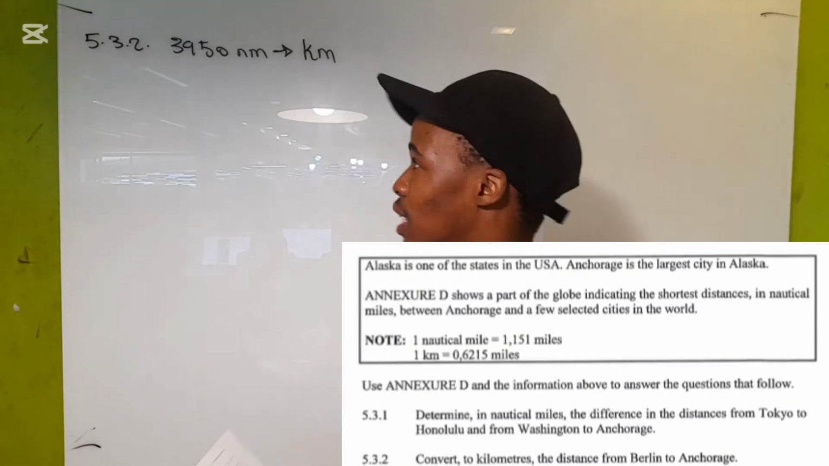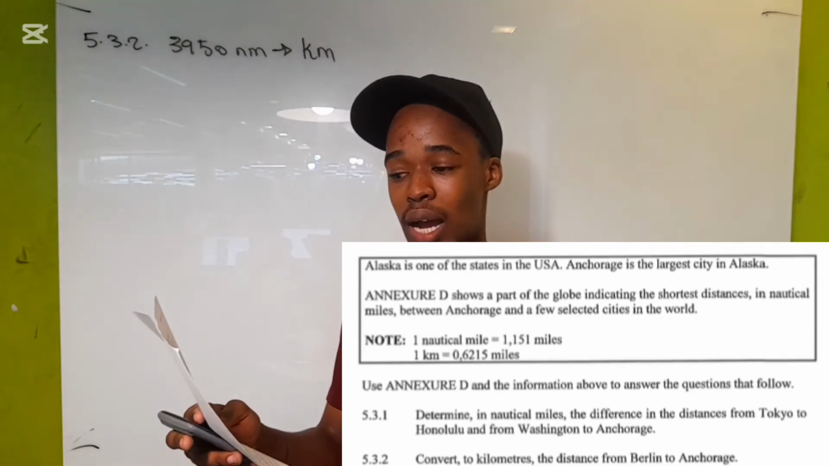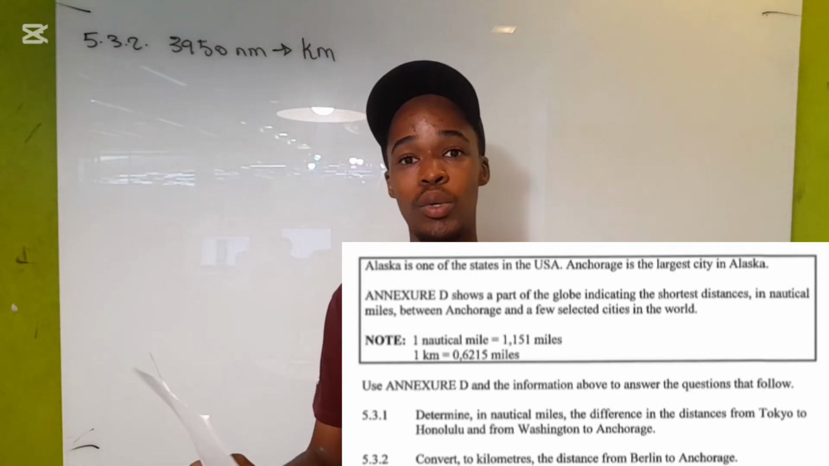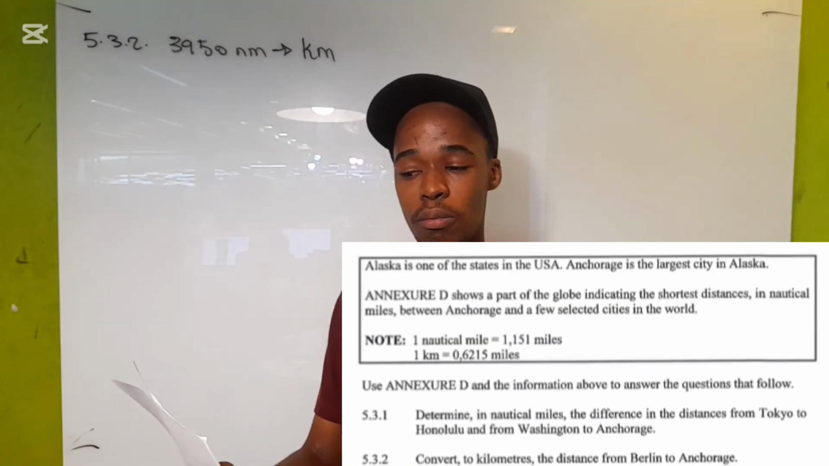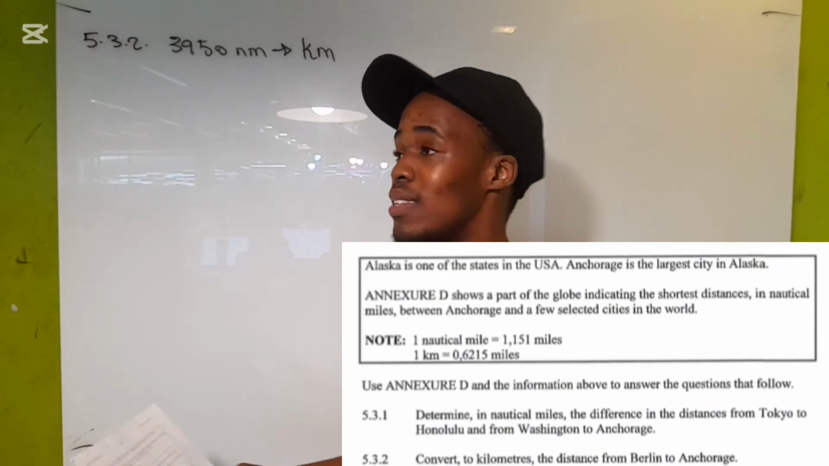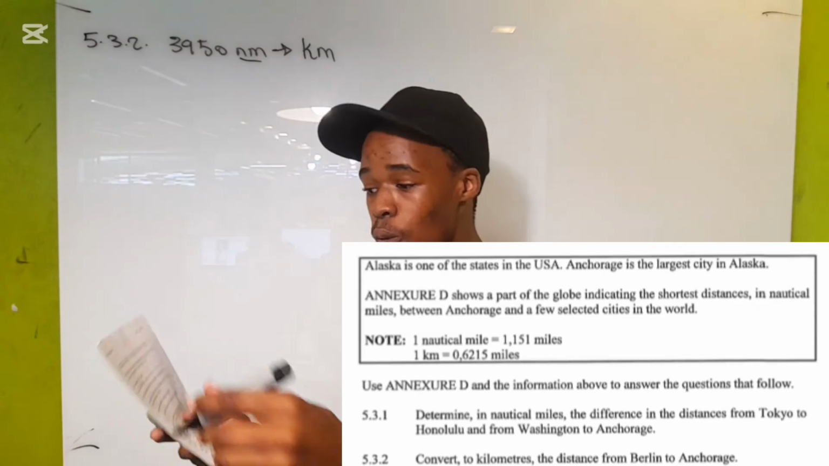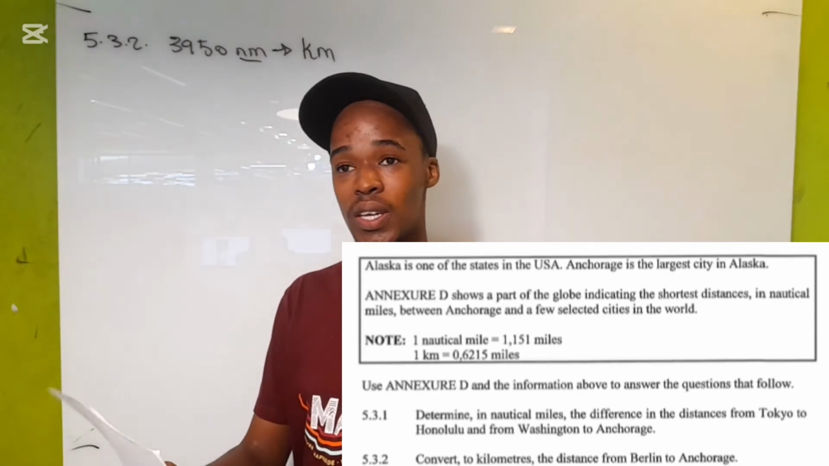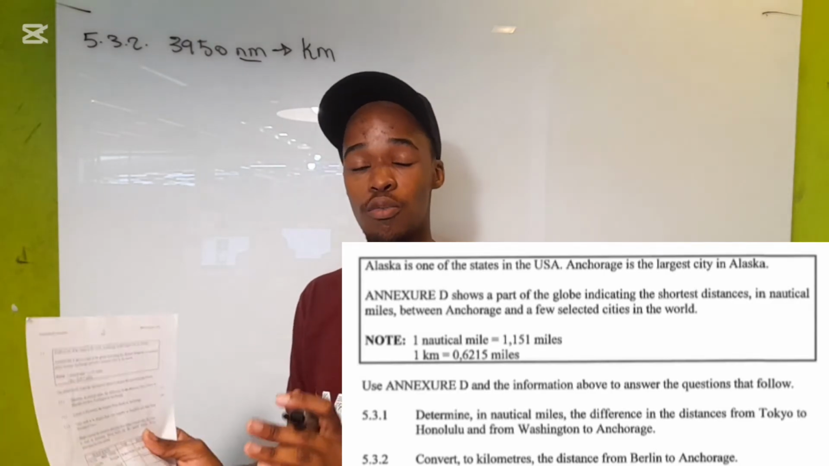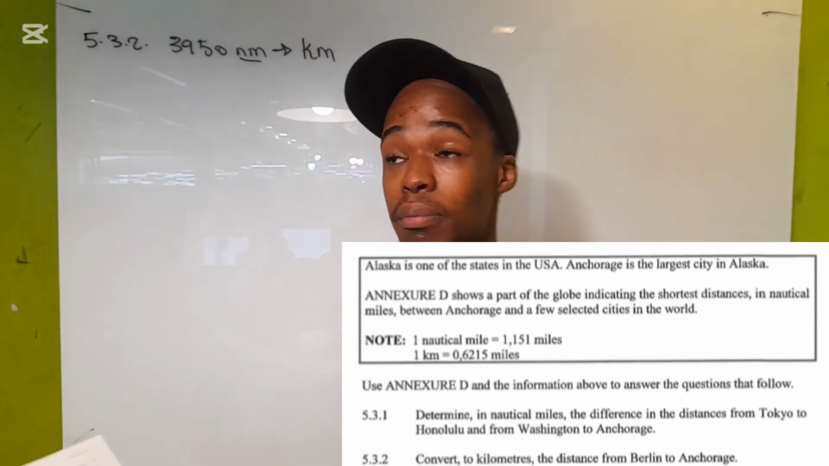Okay, if you look there, we have not been told how to convert from nautical miles to kilometers, but we've been told how to convert from nautical miles to miles and from kilometers to miles. So this means that we have to start by doing what? Converting our nautical miles to miles first, and then we're going to take our miles and convert them to kilometers in order to get our final answer. Let me show what I mean by that.